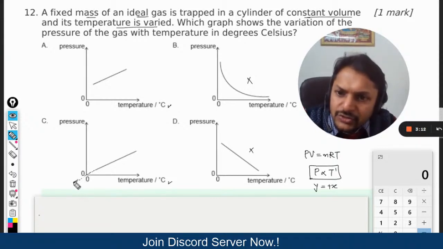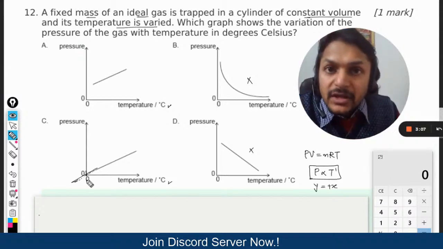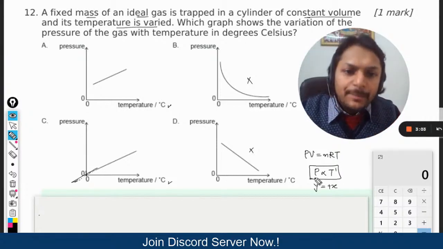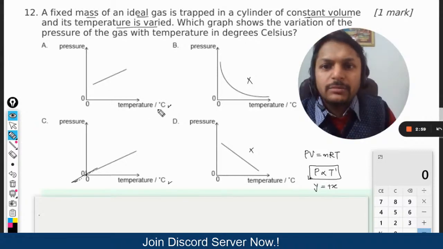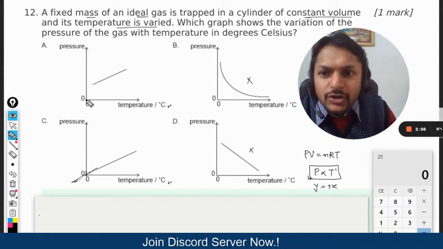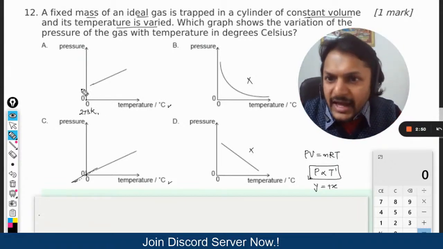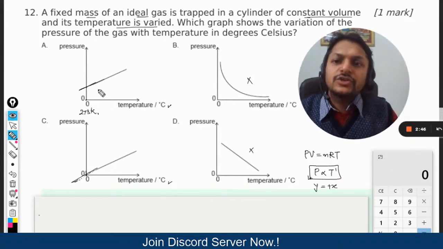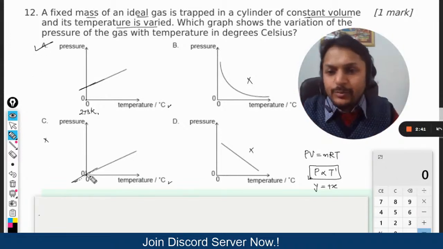If it is passing through origin, then at 0 degree the pressure is becoming 0. Now the temperature is not in absolute terms, but the pressure is in absolute terms. Pressure will become zero only at 0 Kelvin. So if we're talking about degrees C, 0 degree C is not zero, it is like 273 Kelvin. So pressure can nowhere be near zero. So it has to cut this axis at some positive intercept. So definitely A is going to be the correct answer, C will be wrong because it cannot pass through origin.